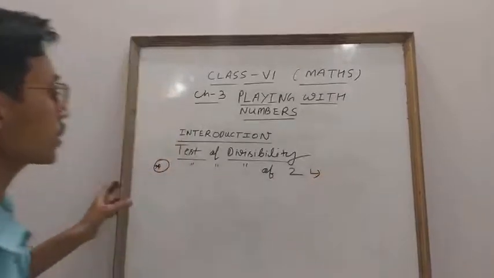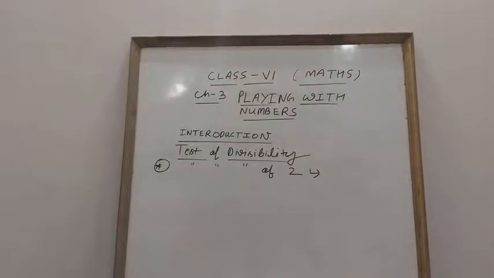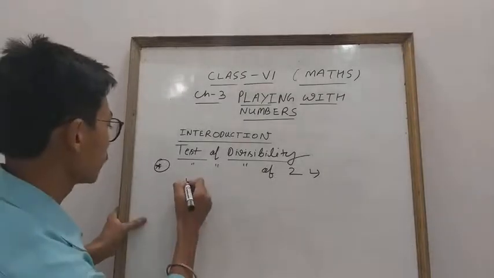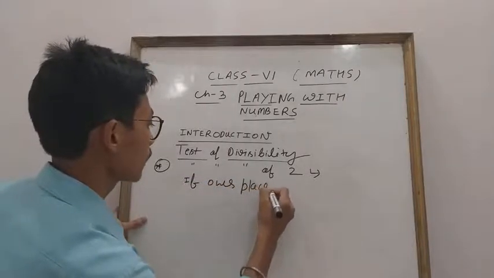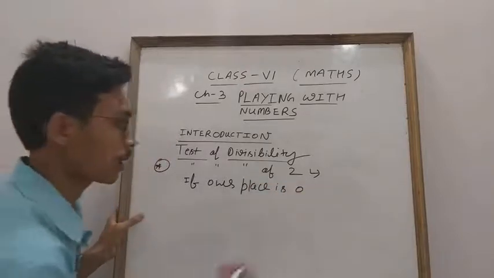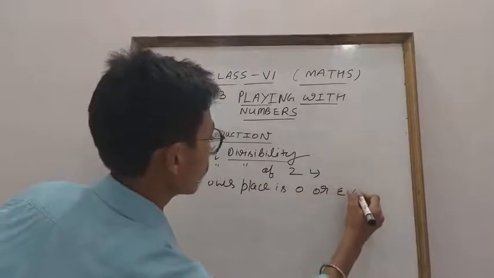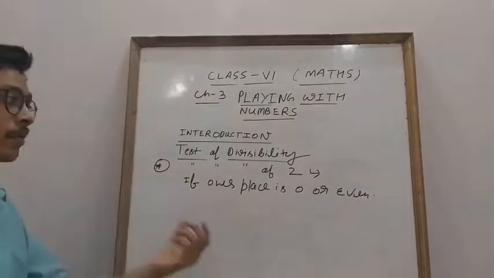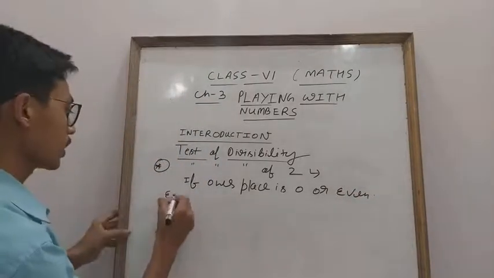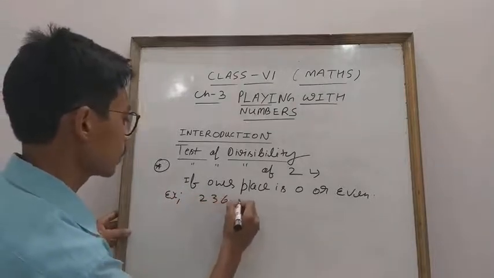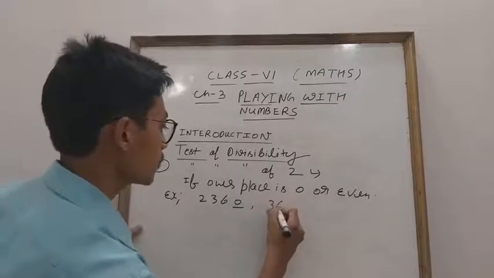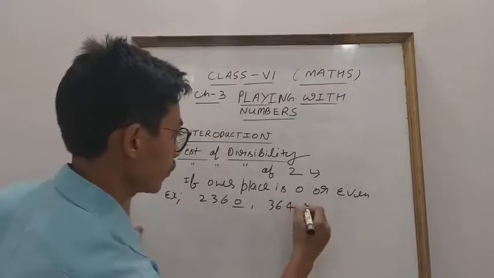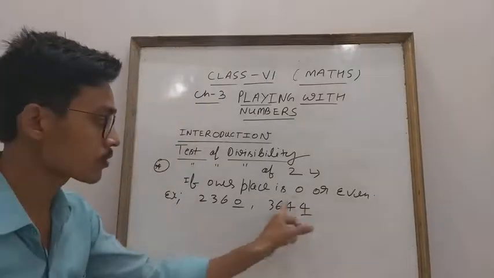Okay student, how will we check the test of divisibility of 2? Clear student? So let's start. If the one's place is 0 or even, then the number is divisible by 2. For example, 2360: the one's place is 0, it means the number is divisible by 2. Another example, 3644: the number is divisible by 2 because the one's place is 4.